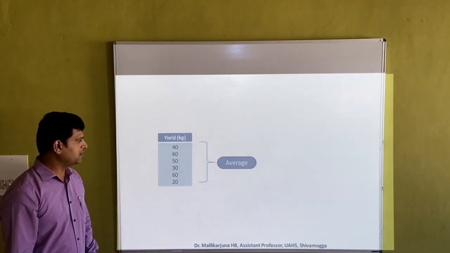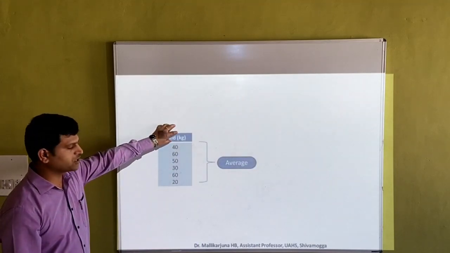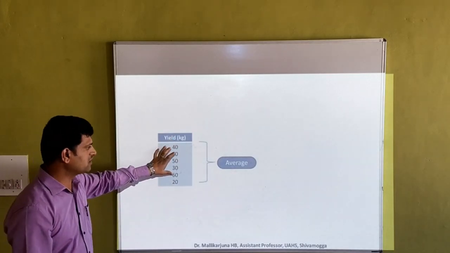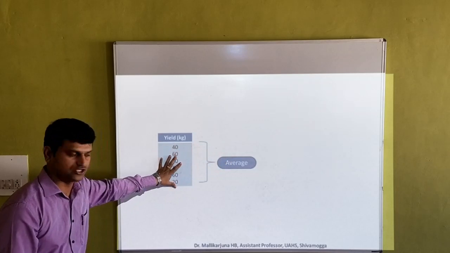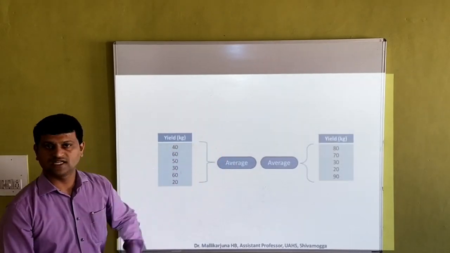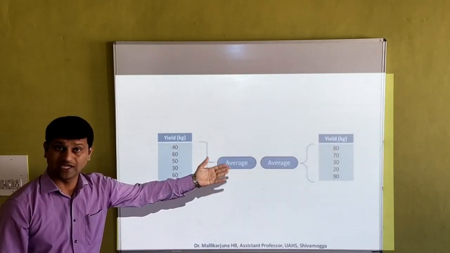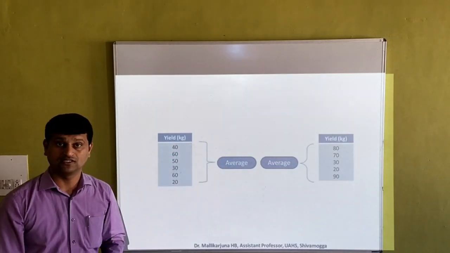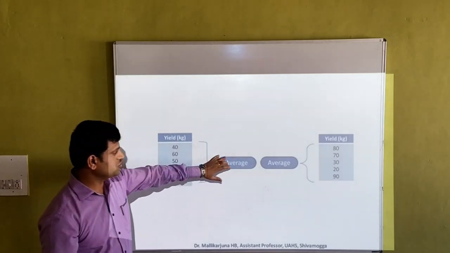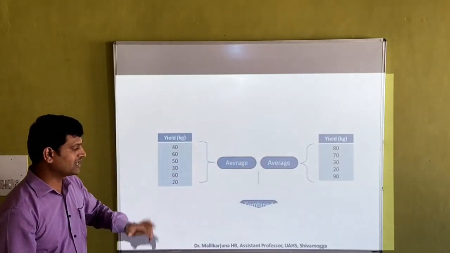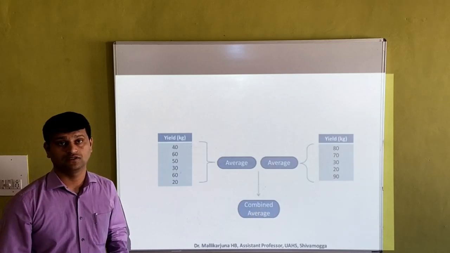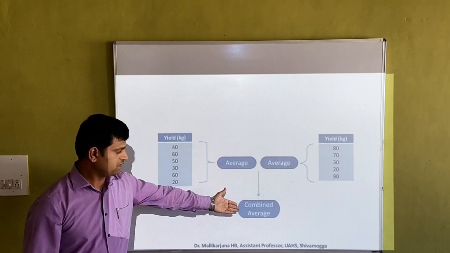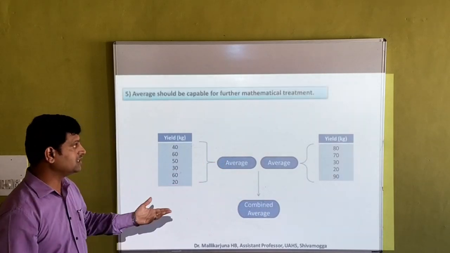Consider another example. There are 5 observations with respect to one variety, one crop, yield. We can find out the average for these observations. Consider another set of data, which is also yield. With respect to yield, we can find out these 5 observations, one average. Later, using these 2 averages, we can have a combined average. That is the best way. If you calculate the combined average like this, that is best.